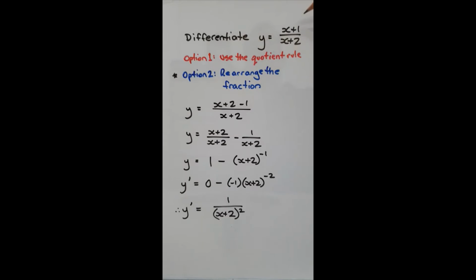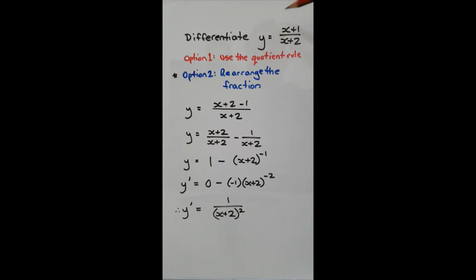Differentiate y equals x plus 1 over x plus 2. Option 1, we can use the quotient rule since the variable x appears in both the numerator and the denominator. Option 2, we can avoid using the quotient rule by rearranging the fraction and then differentiating using the usual method. I'm going to use option 2.